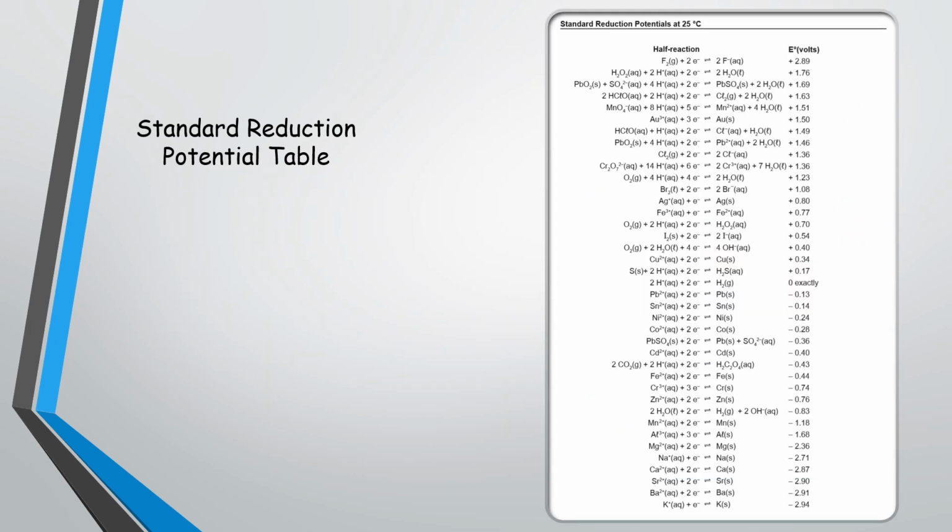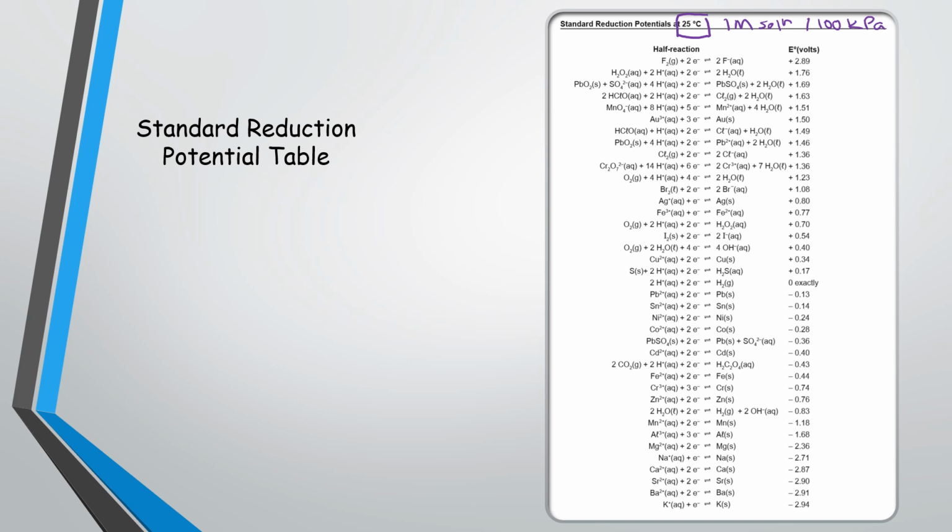Now this is the standard reduction potential table, and I want you to draw on your own table what we're doing here so that you've got something to refer back to. The first thing you'll notice is it tells you very clearly it's at 25 degrees Celsius. So these values are only valid for that temperature, 1 molar solutions, and 100 kilopascals for gases. Anything that varies from those conditions, you'll get a different result.